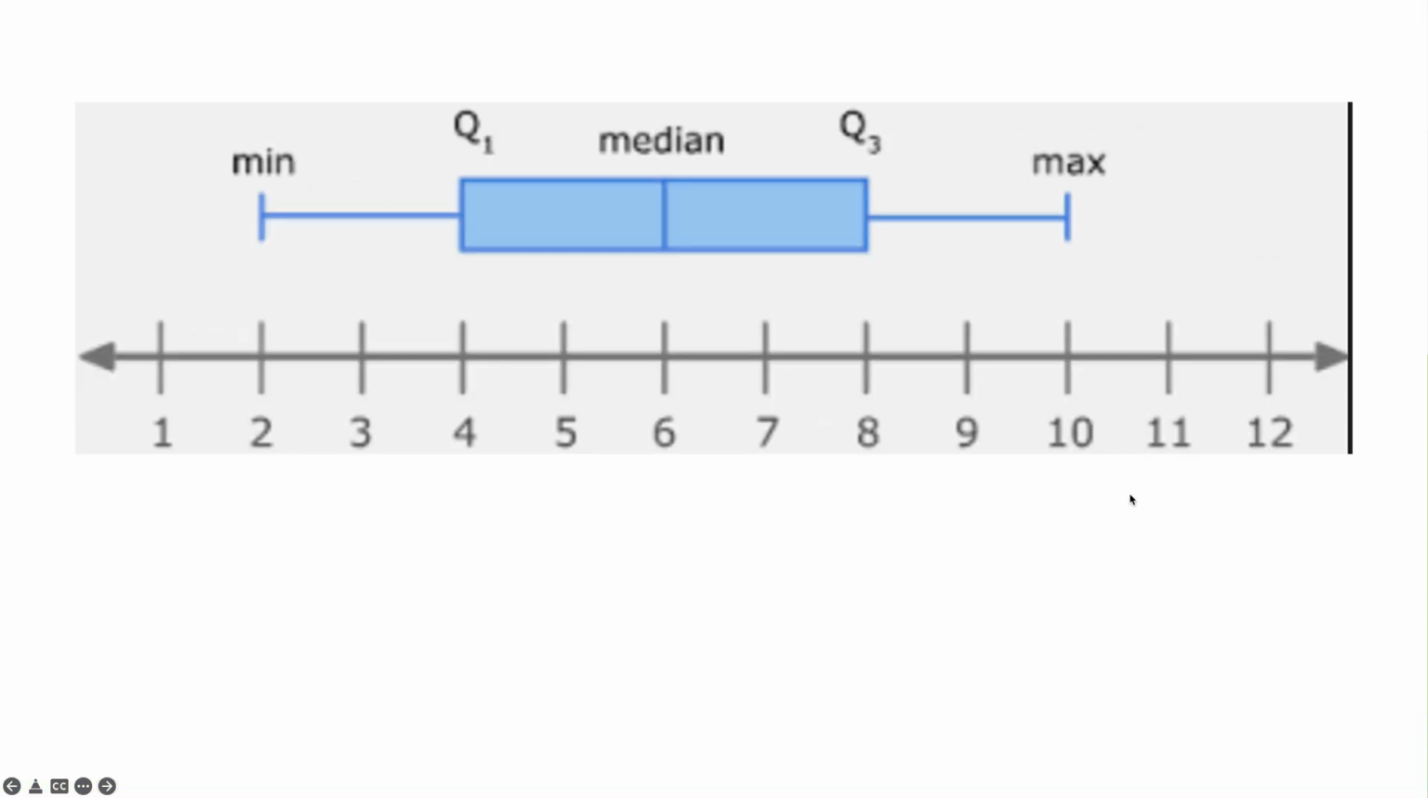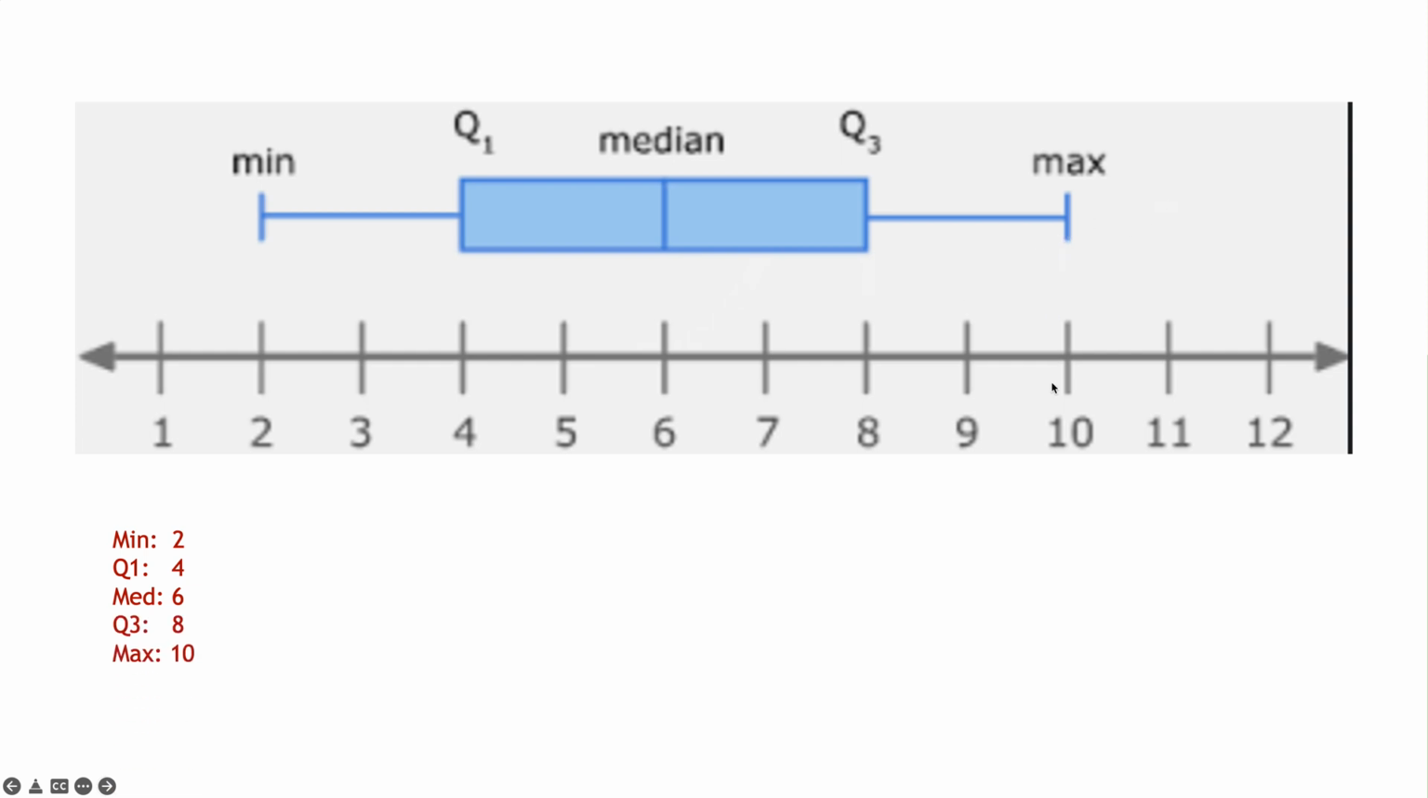Well, the minimum is clearly 2. It's above the 2. You can see that mark right there. Next up, what's the first quartile? Well, the first quartile is 4. Now, obviously, we want to get to the point where we don't mark the diagram with minimum, first quartile. Median is 6. There it is. The third quartile is 8. And the maximum is 10.